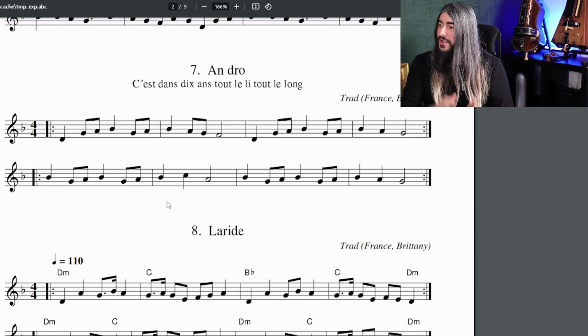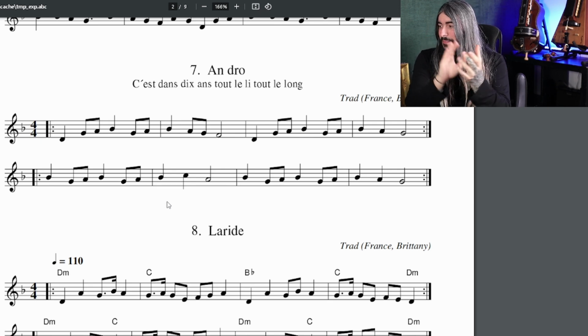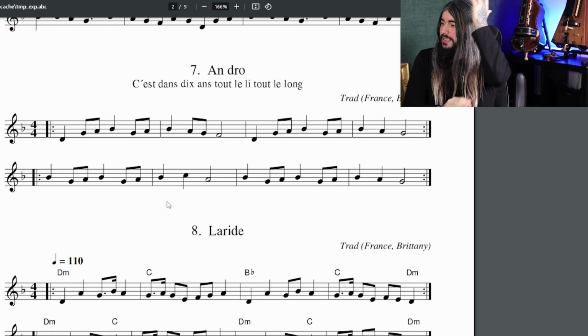Let's try to do it quite fast. Follow me. Let's see. 1, 2, 3, go. Cake, apple cake, apple cake, apple cake, cake, apple cake, apple cake, cake, cake, cake, apple cake, apple cake, cake, cake, cake, apple cake, apple cake, cake, cake.